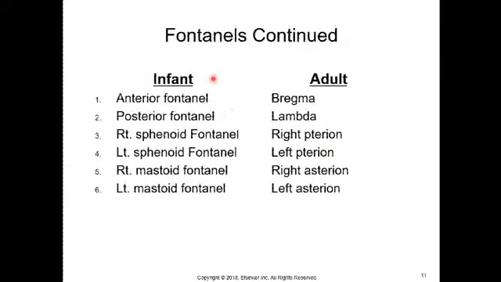A little bit more on fontanelles. Just a breakdown as an infant, where they are and then what they turn into, which is kind of what I said at the previous slide, but just so that you're aware. So the anterior fontanelle goes into the bregma. The posterior fontanelle changes into the lambda. Your right sphenoid turns into the right pterion, and your left sphenoid turns into the left pterion.